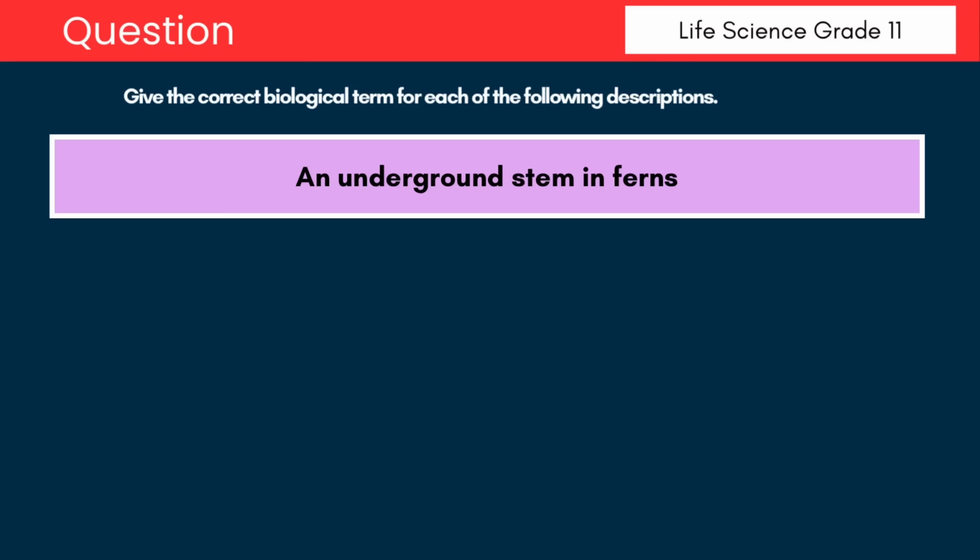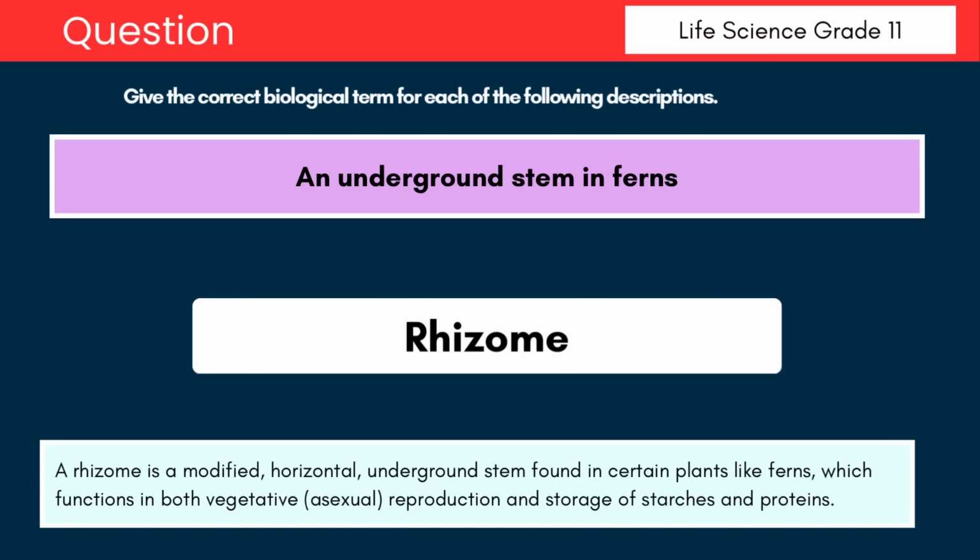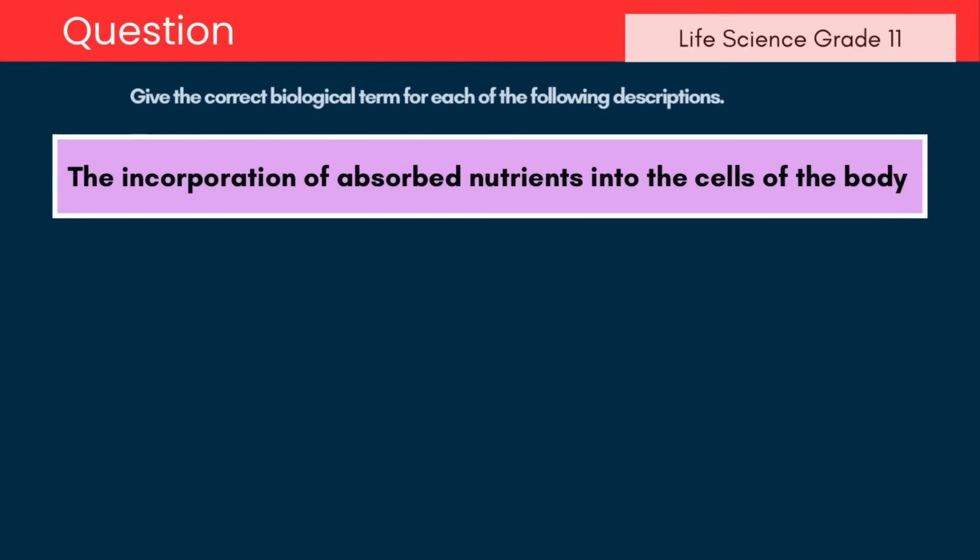Question. An underground stem in ferns. The correct answer is rhizome. A rhizome is a modified, horizontal, underground stem found in certain plants like ferns, which functions in both vegetative, asexual reproduction, and storage of starches and proteins.